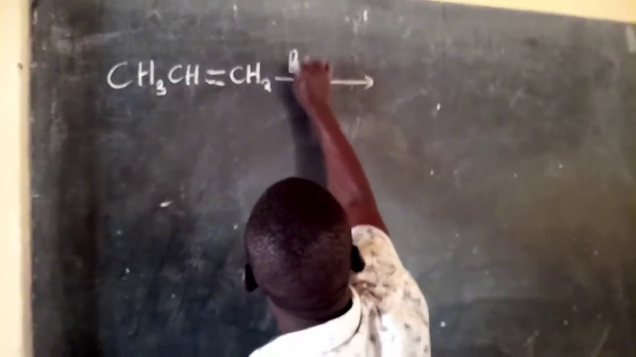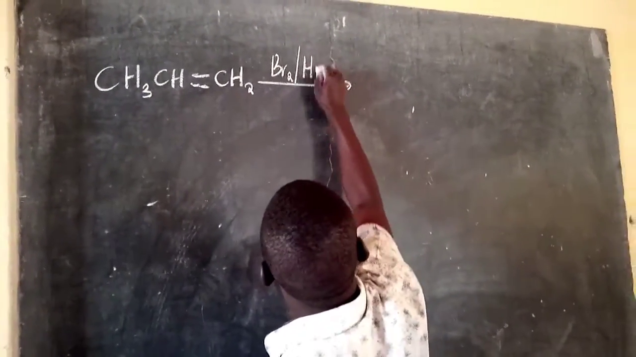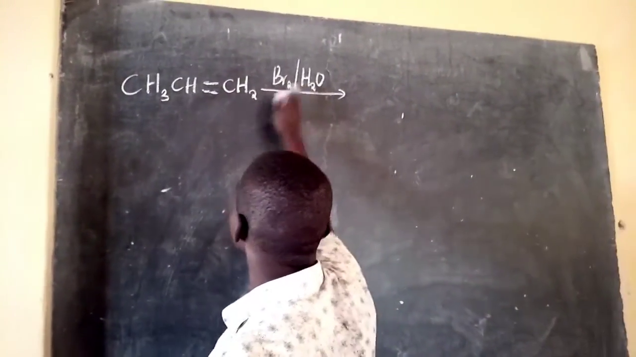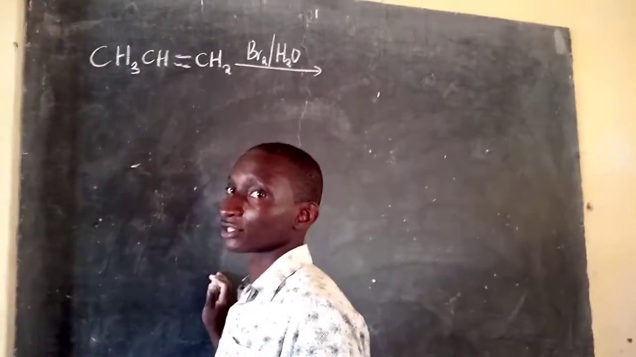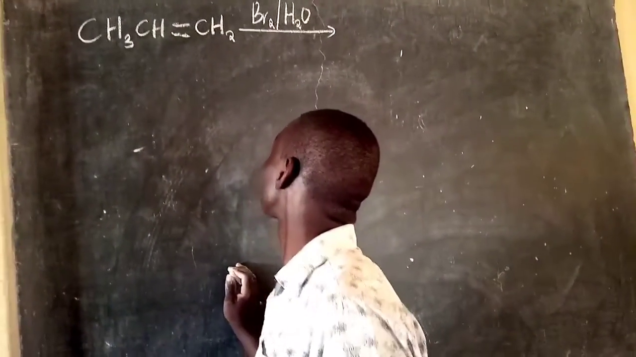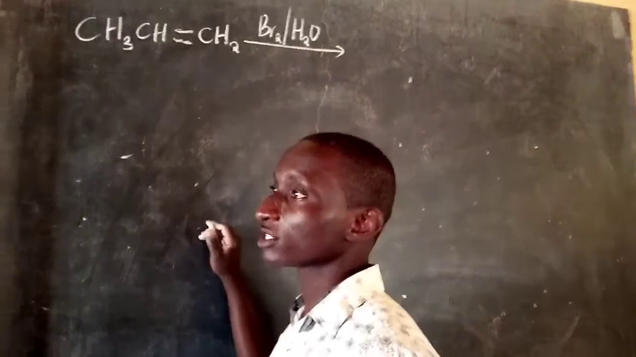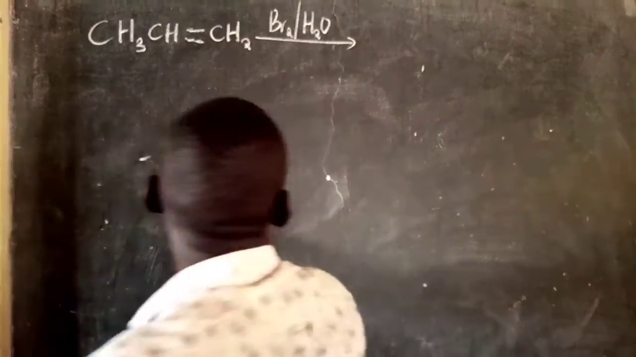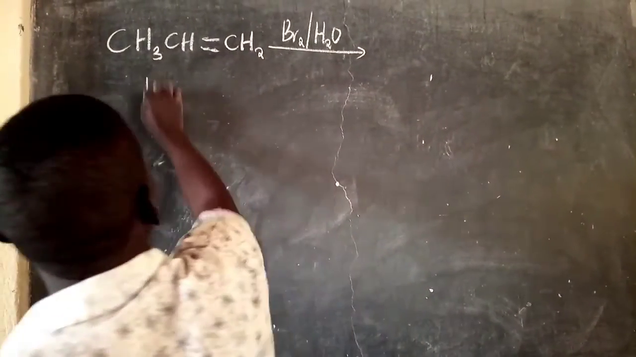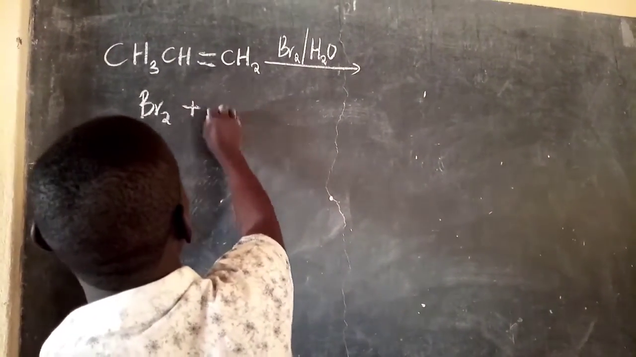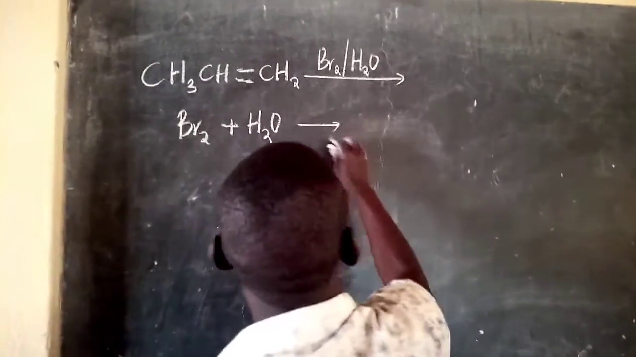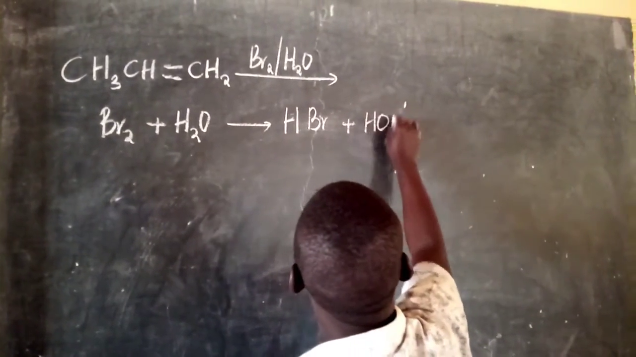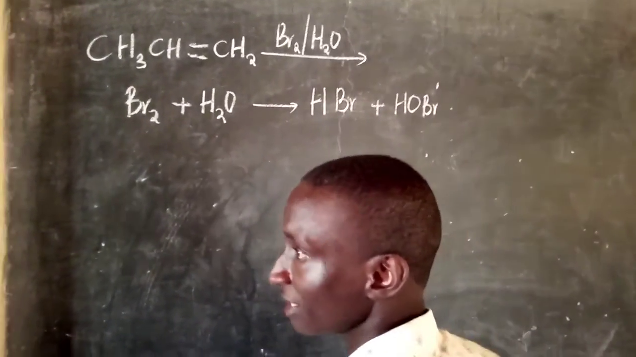Propene reacting with bromine in the presence of water. What takes place? Halogens interact with water to give us acidic solutions. So we should expect interaction of this with that to give us the hydrogen bromide, then the other part that is comprising of the OH. So if you bring this plus the water, we expect two possibilities. You have the hydrogen bromide side and you have the HOBr side.